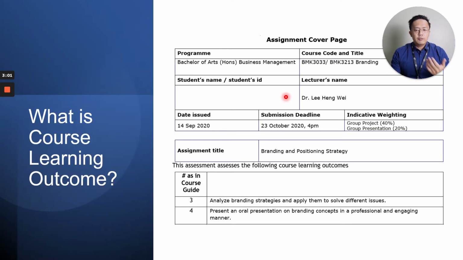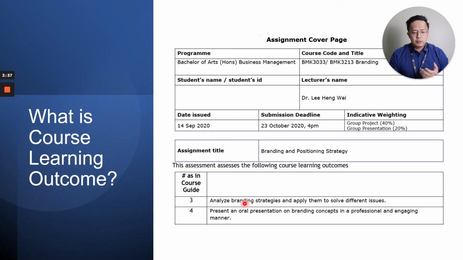So for example, this is one of the assignments that I have designed before. On the assignment cover page itself, I have mentioned the learning outcomes that are going to be achieved using this assignment. For example, the student is doing branding with me. So the students will know that by completing this assignment, they will be able to achieve 2 learning outcomes. First is analyze branding strategy, and then present an oral presentation. Okay, so you can see that by doing this, they will know what they need to do already basically.